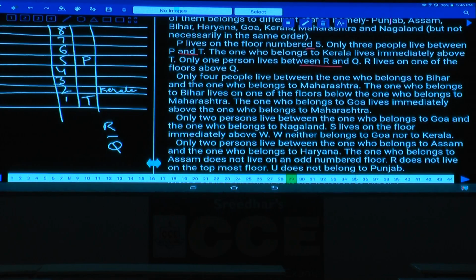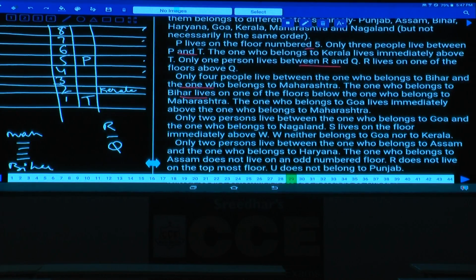Only 4 people live between the one who belongs to Bihar and the one who belongs to Maharashtra. Now Bihar and Maharashtra, how many persons are there? There are exactly 4 persons. And the one who belongs to Bihar lives on one of the floors below Maharashtra. Hence Maharashtra is here, 1, 2, 3, 4, Bihar must be here. And so how many possibilities, tell me? If Maharashtra is here, 1, 2, 3, 4, and Bihar will be here, that is one possibility, isn't it?